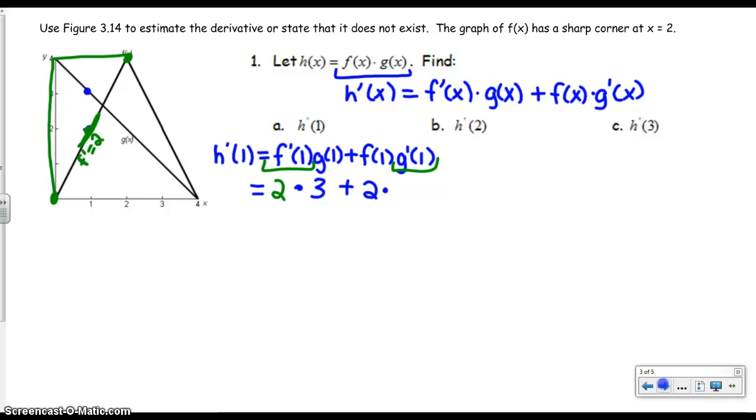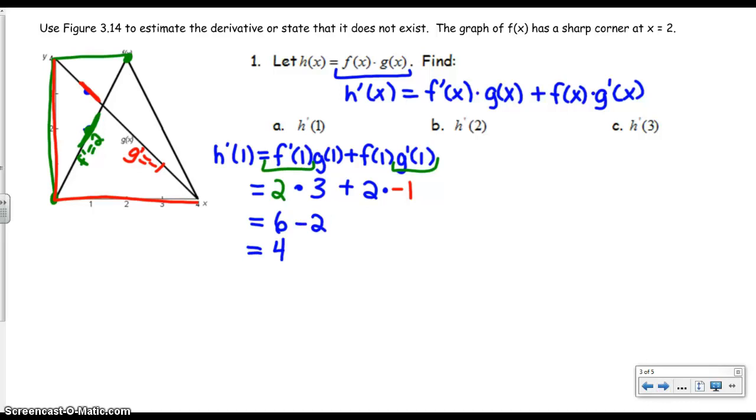And I'm going to do the same thing on the g graph. I want g prime of 1. Well, g prime of 1, g goes down 4 and over 4. So g prime is just a slope of negative 1. So I'm going to replace g prime with negative 1. And then it's just simple arithmetic. 2 times 3 is 6. 2 times negative 1 is negative 2. So h prime of 1 is 4.